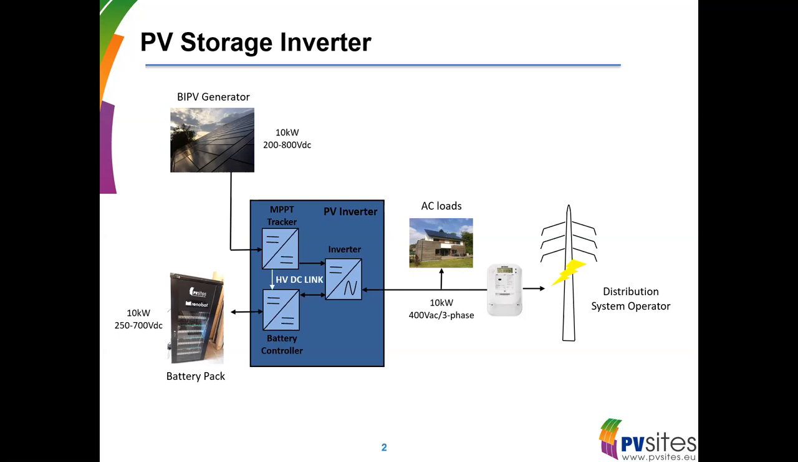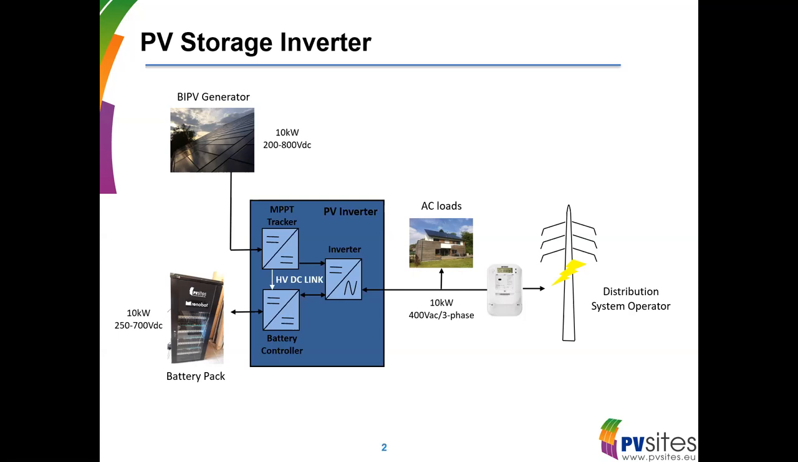Similarly, in the battery pack input, we have an input voltage range from 250 to 700 volts. Although the most interesting use of this inverter is to work with high voltage battery packs in order to reduce the conversion losses. And finally, the output is also, as in the case we have seen with the CI inverter, a three-phase AC grid of 400 volts line to line and 50 hertz.